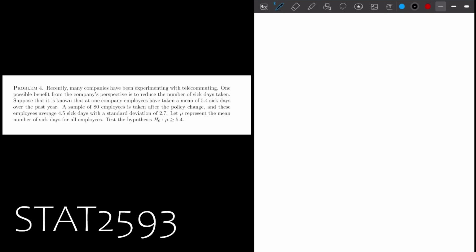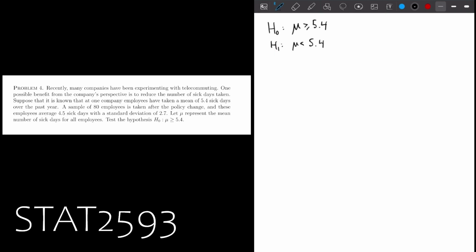So, what we want to test is the mean actually reducing, right? So we want to test the null hypothesis that the new policy has a mean which is greater than or equal to 5.4, which was the old mean. And that's because the alternative here is that we're going to have this one-sided hypothesis test, where the alternative is that we're actually reducing the number of sick days, right?